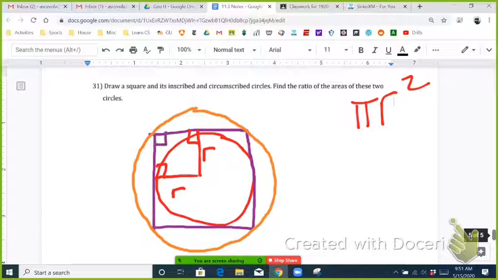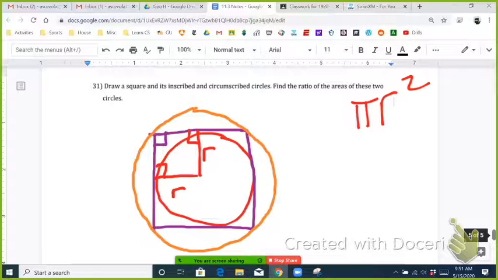I can assume this angle is 90 because it's a square, and then the two red right angles are 90 because they're tangent lines and radii. So that fourth angle has to be 90. Since opposite angles are congruent, it's a parallelogram, and all the angles are congruent, so it's equiangular.